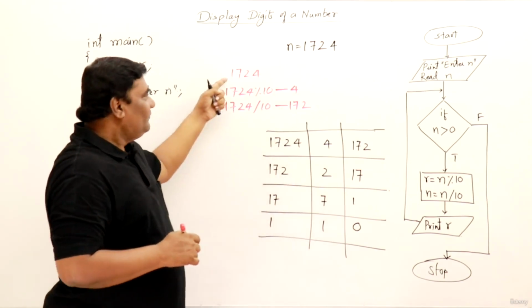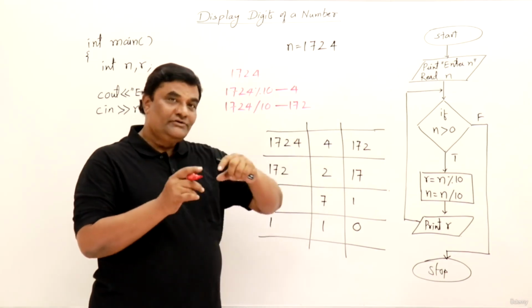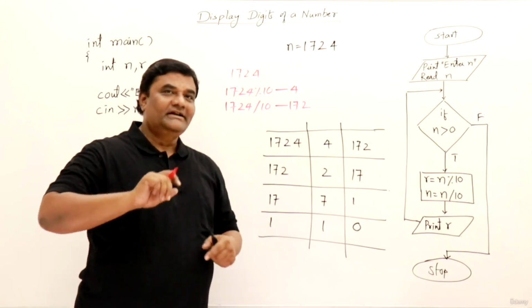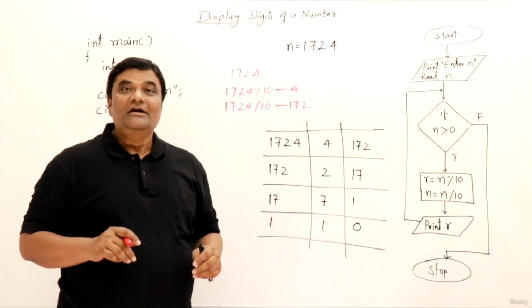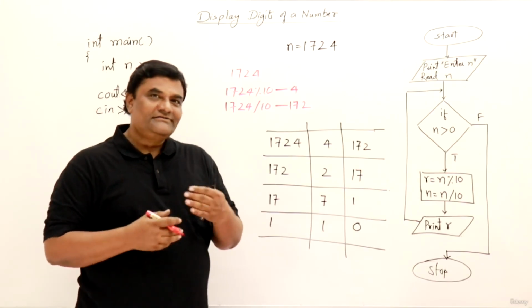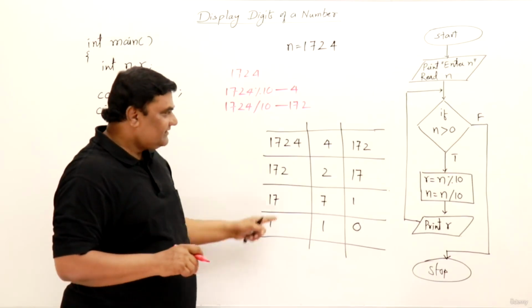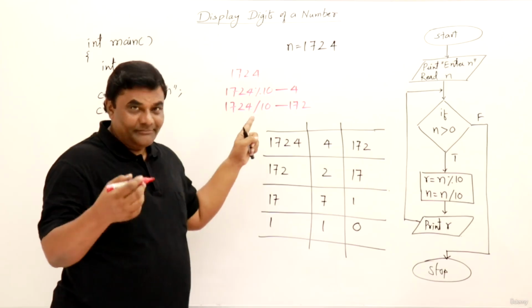So now the number has reduced to 172. It was 1724, now it is 172. So you have 2 at the last. How to get 2? Again mod by 10. Again the number will reduce when you divide it by 10. So this way we can take out the digits one by one. That is the procedure I have shown here. This is the basic idea I gave you. Now let us do it as a procedure.